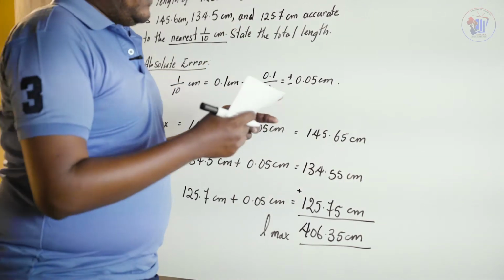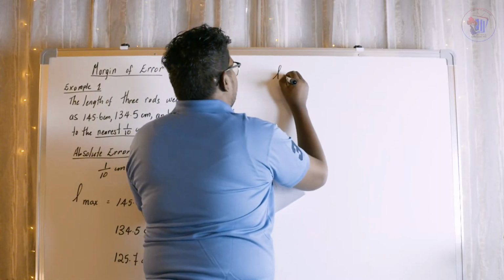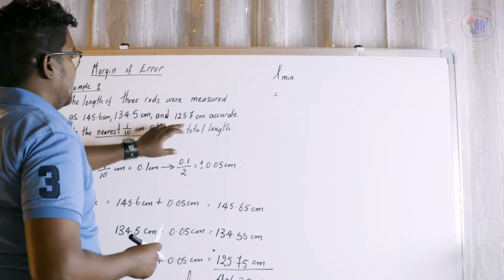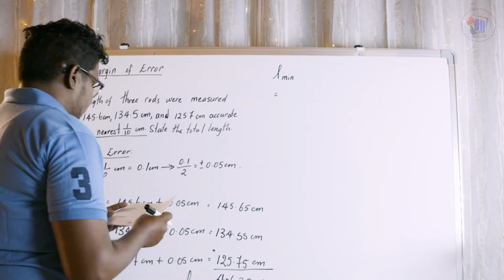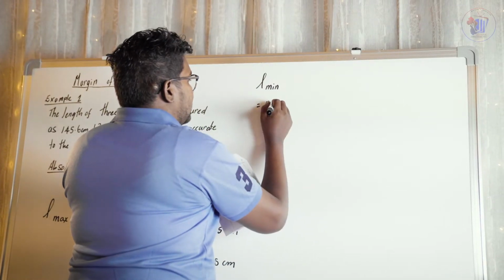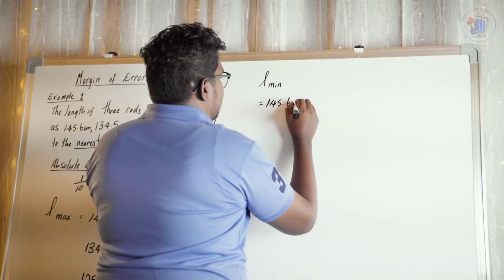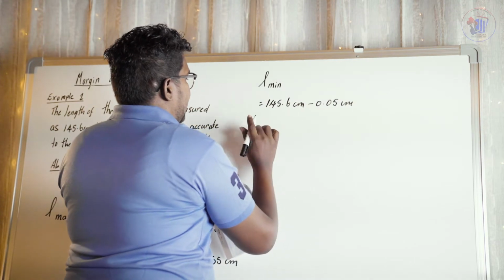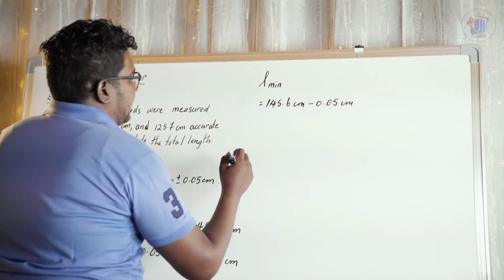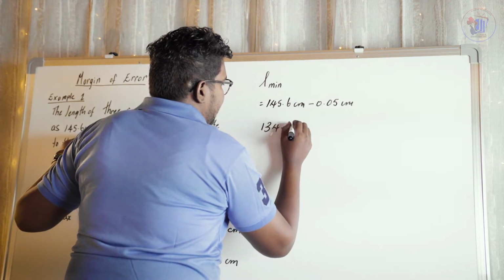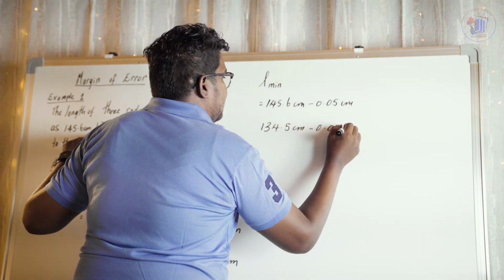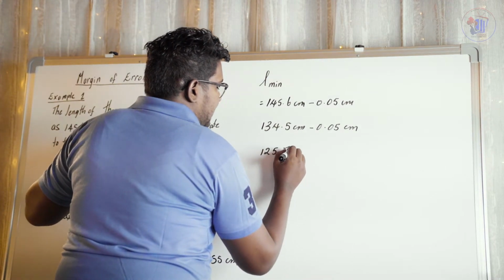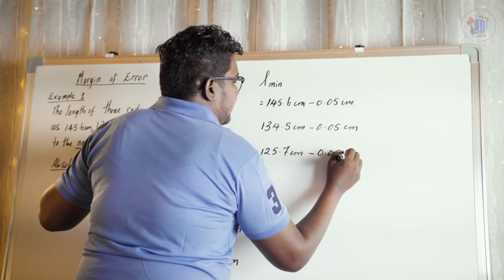Let's go and find the total minimum length. So we have L min, and I'm going to work down here. So now we're going to use the same 3 lengths, but this time we have to subtract our 0.05. So we have 145.6 cm subtract 0.05 cm. Then we have 134.5 cm subtract 0.05 cm, and then we have 125.7 cm subtract 0.05 cm.